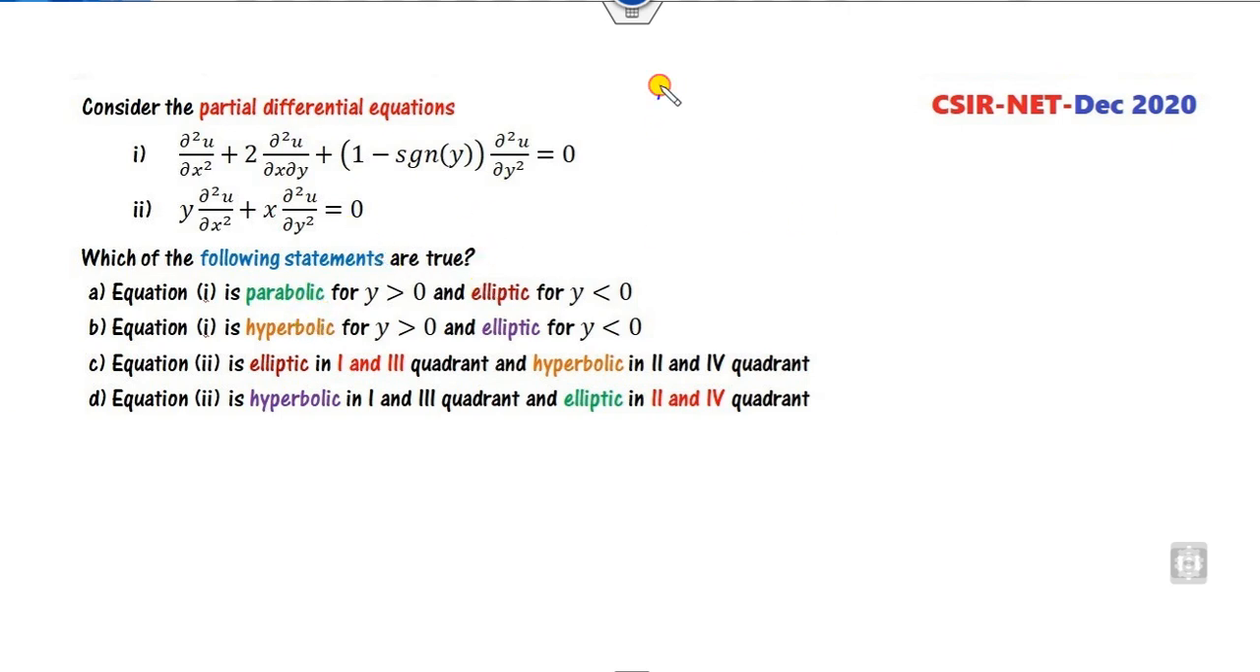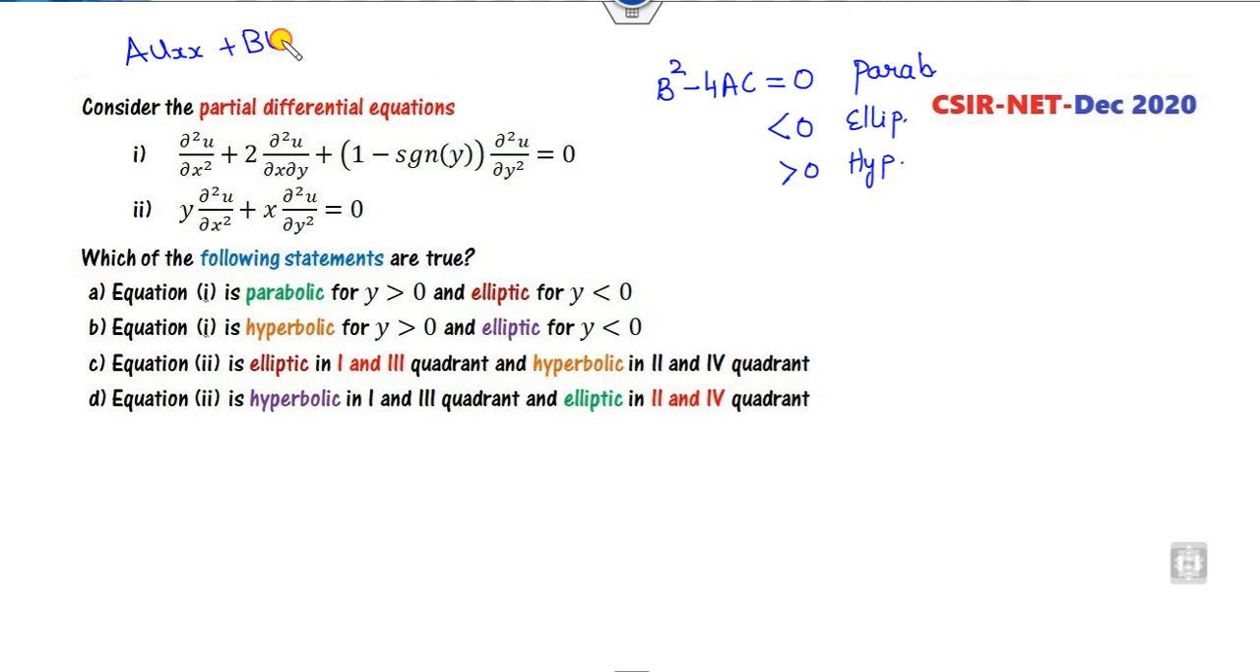Okay, now the third kind. Remember, whenever there are parabolic, hyperbolic and elliptical equations, you have to find b square minus 4ac. If it is 0, then it is parabolic. When it is less than 0, we call it elliptic. When it is greater than 0, we call it hyperbolic. So let's start here. We have a uxx plus b uxy plus c uyy, and you have to compare them. So this is my a, this is my b, this is my c. So b square minus 4ac, sigma of y. If you open them, it's 4 sigma of y.